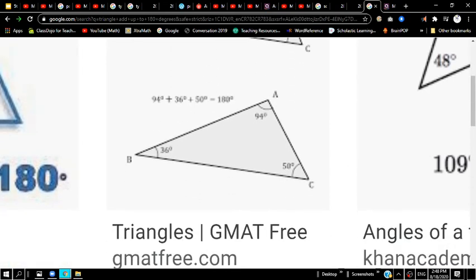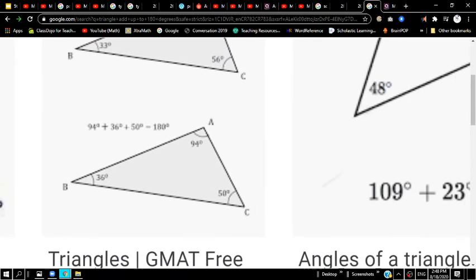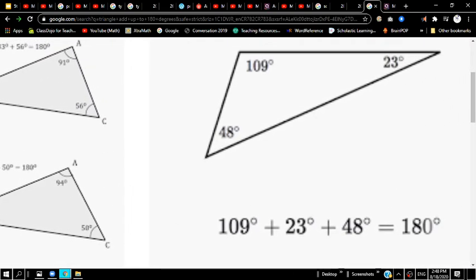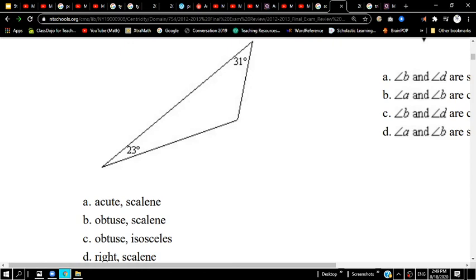And here's another example. 94 plus 36 plus 50 equals 180. And a third example, we have 48 plus 109 plus 23 equals 180. So it doesn't matter the measurements of the angles, but they always need to equal 180 if you add them up, okay? So if we have this one, 23, 31, and what?